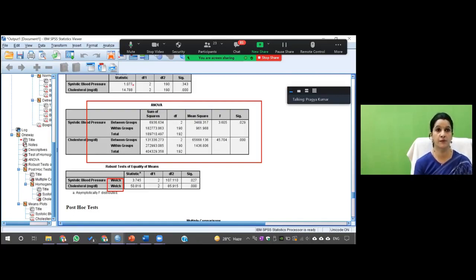So now, for systolic blood pressure, you can see it is not significant. Not significant means I will take the standard ANOVA value, this value, right? I will take this degree of freedom, this F statistic 3.6, and this significance level. But for cholesterol, I cannot take this. Why? Because for cholesterol, you can see that the equality of variances was not assumed. So I have to take this Welch ANOVA. And which row will I take? So I have to report this value.